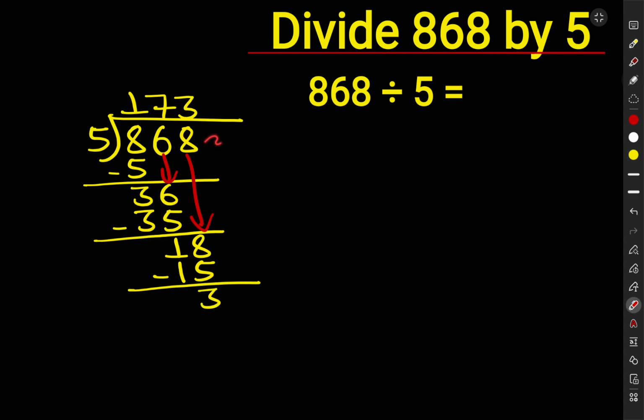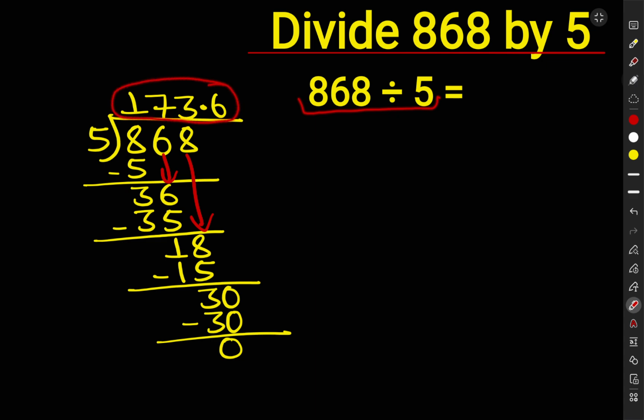So now we have no other number to put down. So we take here decimal, so that we put 0. So it is 30 and 5 times 6 is 30. On subtracting we get 0. So 868 divided by 5 is 173.6.